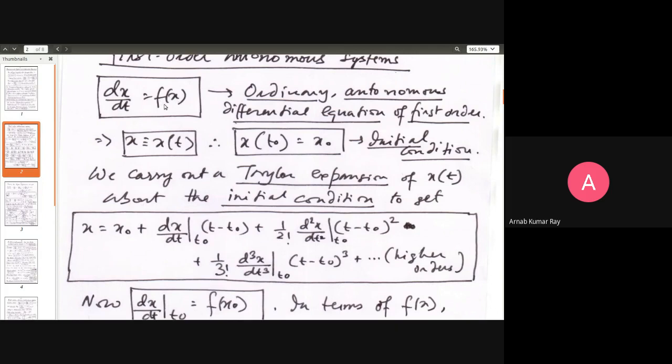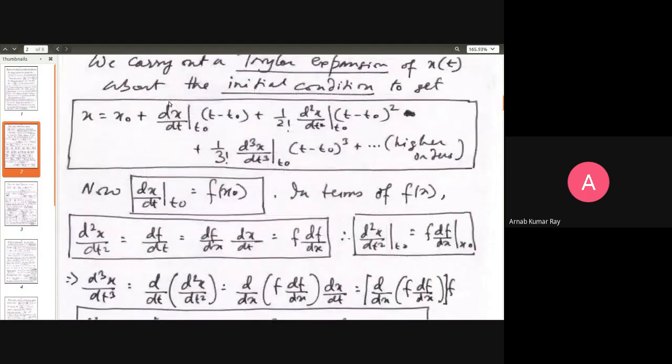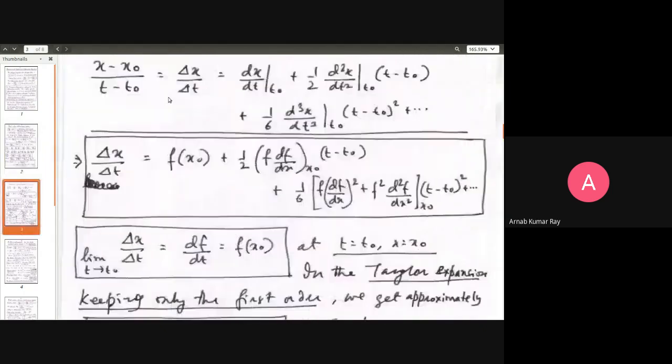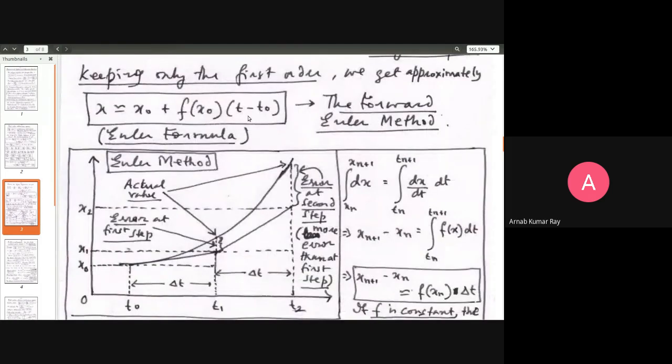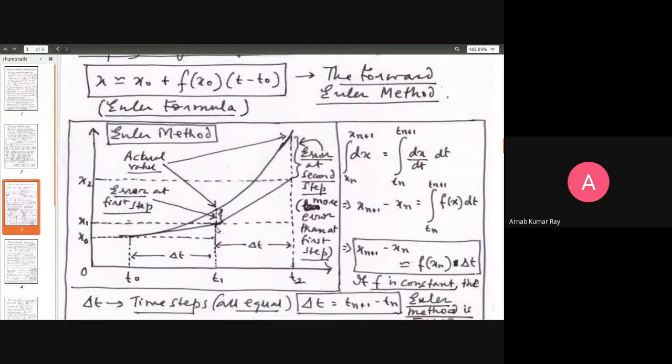A straight line has got a constant slope, right? So if f were to be constant, x would have been equal to f into t. Very simple thing, right? But f need not be a constant. Therefore, the actual function will change, let's say, along this track, the actual value. But you have taken only a straight line approximation of the actual function, and therefore you've fallen short. So here you have error at the first step.